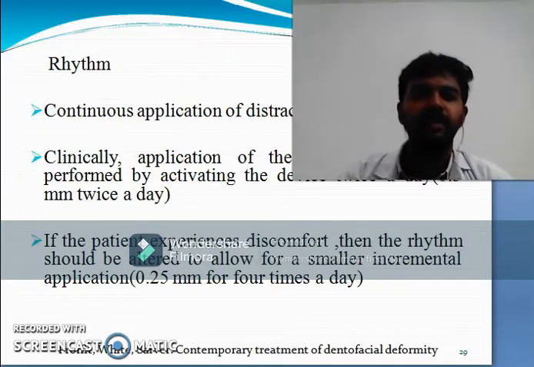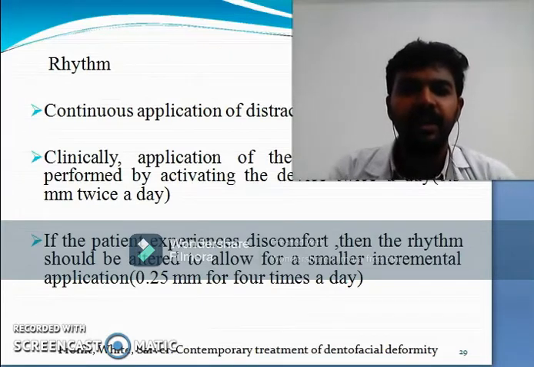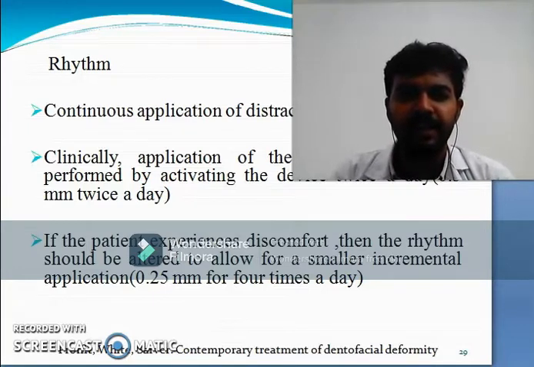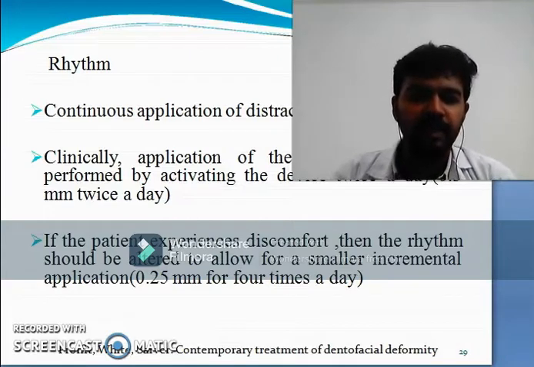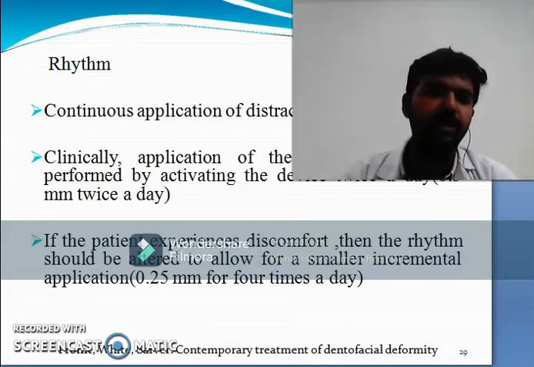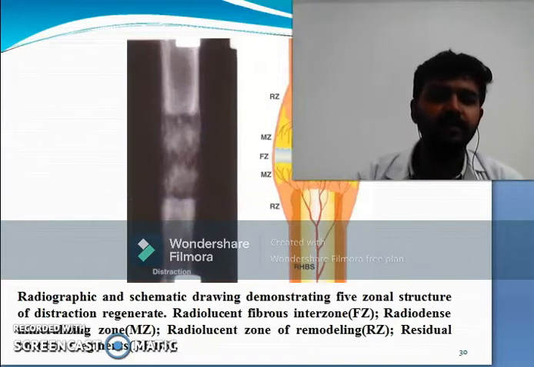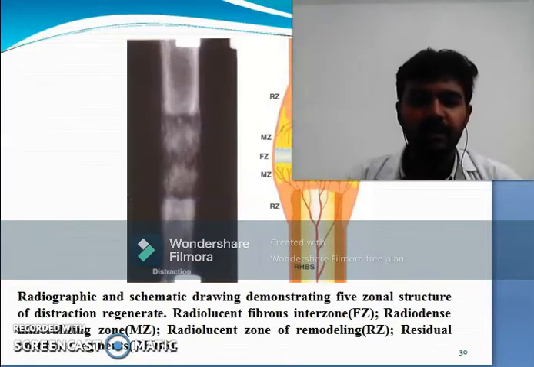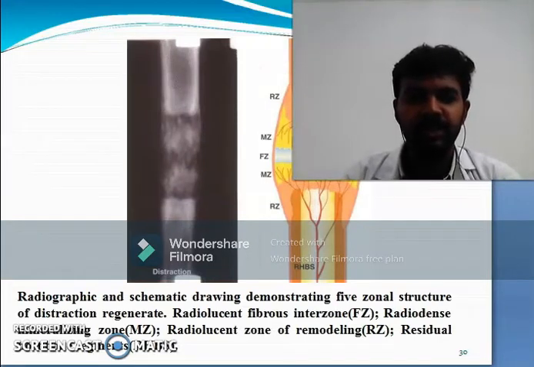The continuous application of distraction force is ideal. Clinically, the application of distraction is best performed by activating the device twice a day, that is 0.5 mm twice a day. If the patient experiences discomfort, the rhythm should be altered to allow for smaller incremental application, 0.25 mm four times a day. This is a radiographic imaging drawing demonstrating a 5-zonal structure of the distraction regenerate.